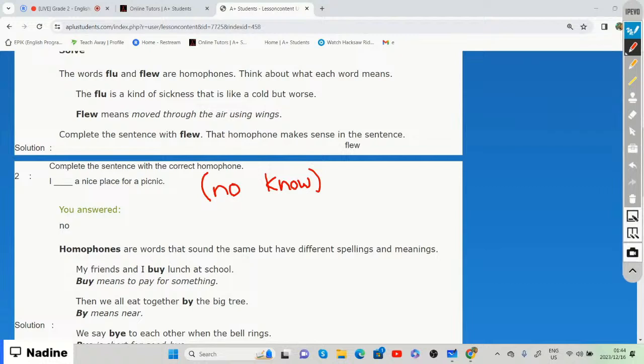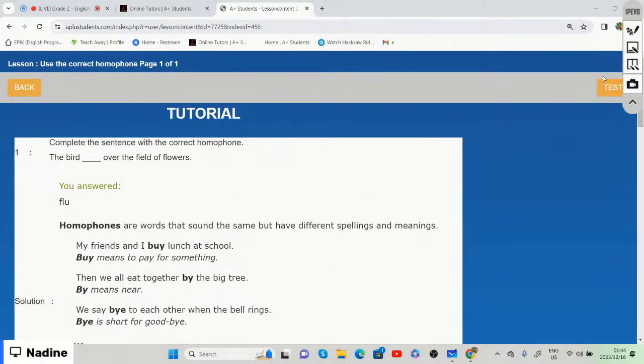So we need to select the correct word. No in O or no in KNOW. And if we choose the correct one, we will say the second one, which is I know a place for a picnic. So well done. All right, so now let's do our last test.